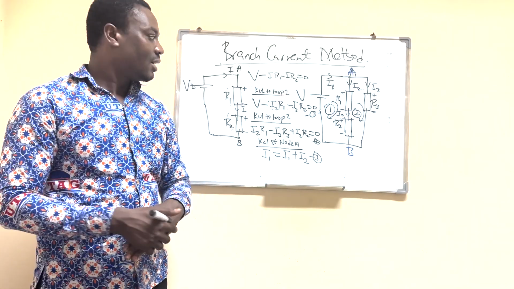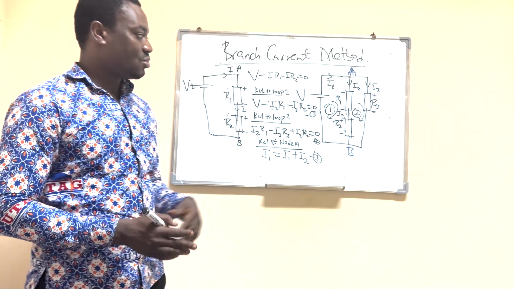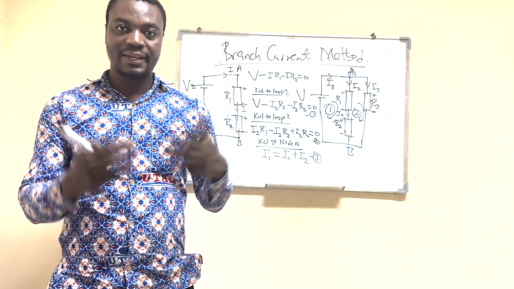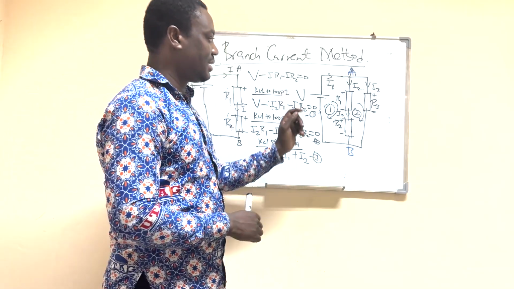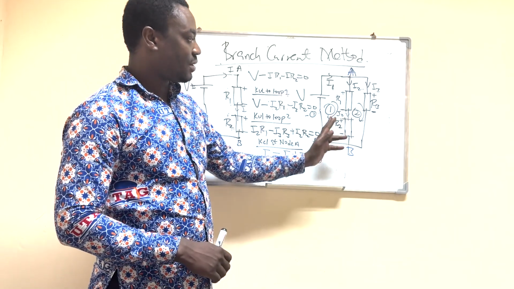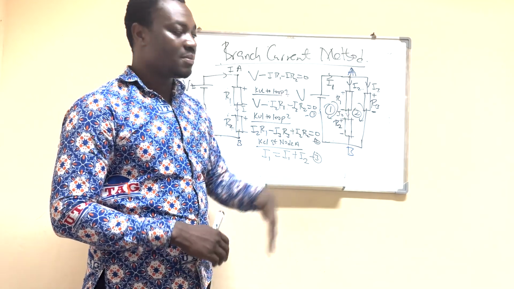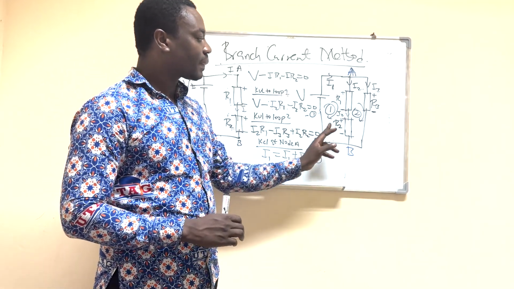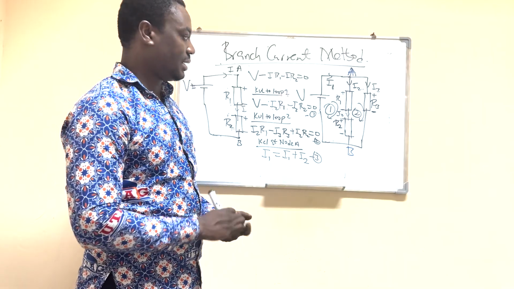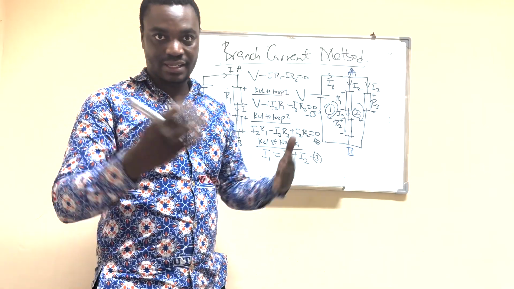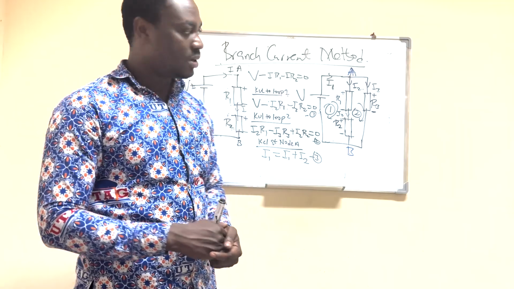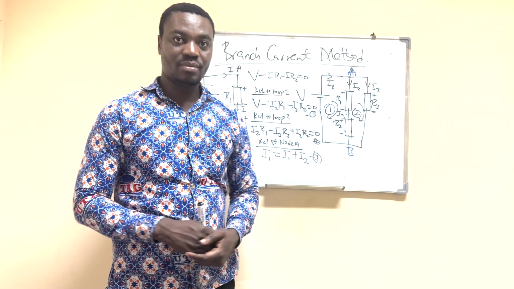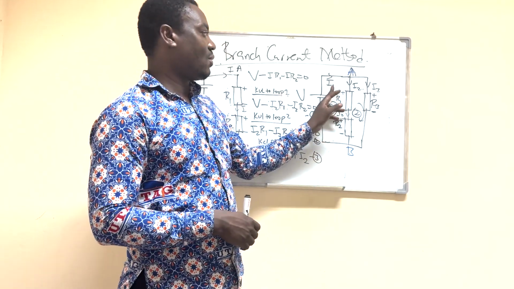Now, what if we don't have such a simple circuit diagram, but we have to have something of this nature? Again, this is an example. So you can see now we have 3 branches, right? As a result of this, the first step is to assign current to the branches. So we assign 3 currents to the 3 branches. So here I have I1, I2, I3.